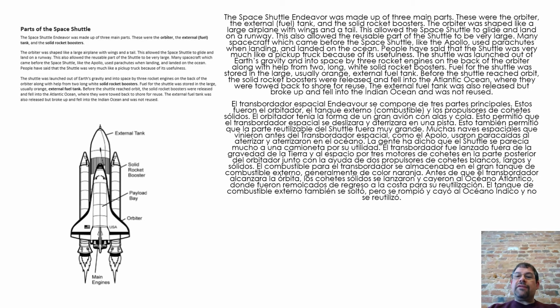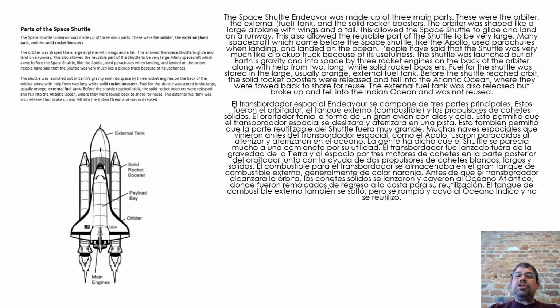The Space Shuttle Endeavour was made up of three main parts. These were the orbiter, the external fuel tank, and the solid rocket boosters. The orbiter was shaped like a large airplane with wings and a tail. This allowed the space shuttle to glide and land on a runway. This also allowed the reusable part of the shuttle to be very large. Many spacecraft which came before the space shuttle, like the Apollo, used parachutes when landing and landed on the ocean. People have said that the shuttle was very much like a pickup truck because of its usefulness.